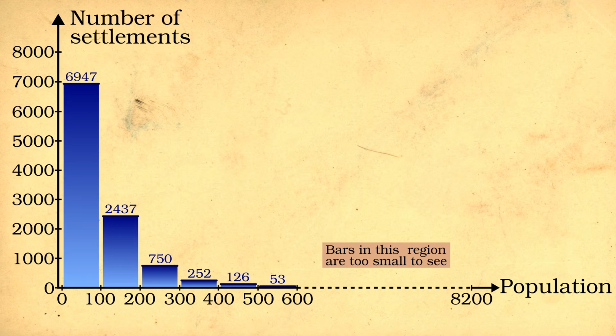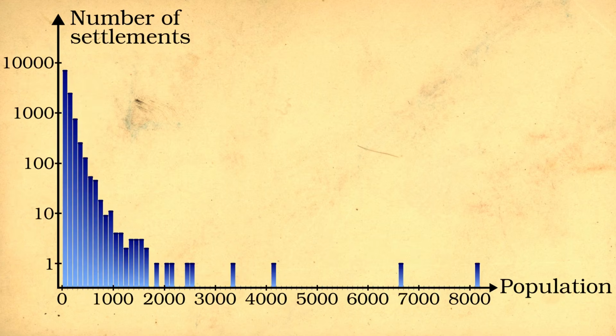Going from the first bin to the second drops the number of villages by almost a factor of 3, then down by a factor of near enough 3 to the next bin and the next one. In fact, let me make the y-axis logarithmic in scale. That means that every division goes up by a factor of 10. A scale like this allows the pattern of how the settlement sizes are distributed to be seen more clearly. Certainly, it is no bell curve.